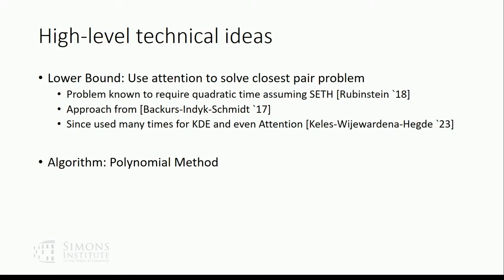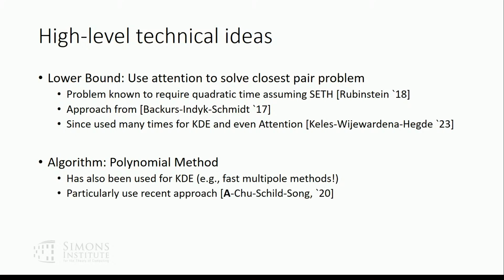And then for the algorithm, I'm going to use, I think, my favorite algorithmic technique, which is the polynomial method, which has also been used for KDE before. If you're familiar with fast multipole methods, they critically use low-degree polynomial approximations right in the middle of them. But we're specifically going to use a more recent approach to using polynomials in a slightly different way for this type of problem. And we're going to make use of actually quite recent new upper bounds on polynomials to approximate exponentials, which is going to play a key ingredient in the middle.